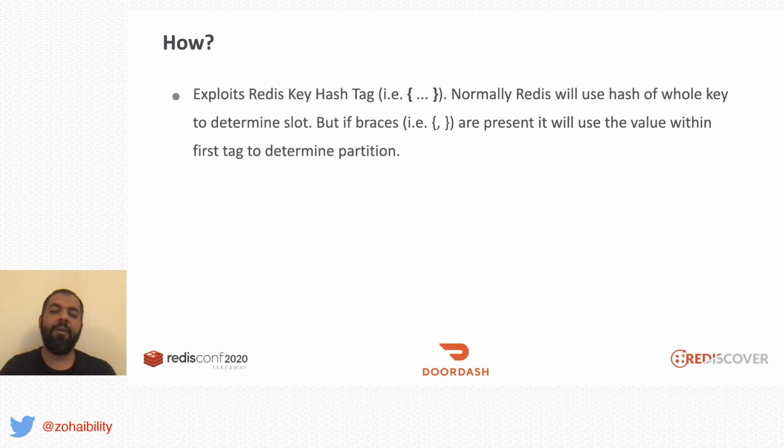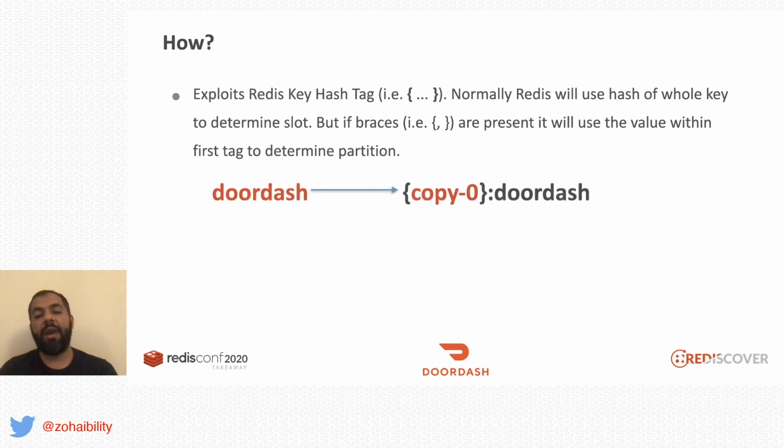You can read all of that in the Redis cluster documentation. It's documented pretty well. So for example, if we had a key called DoorDash, usually Redis would use CRC16 to compute the hash of DoorDash, the whole key itself. But if you have, in braces, copy-0 of DoorDash, then it's only going to use copy-0, and the copy-0 is the one that decides which partition this key value is going to land on. That should ring a bell.